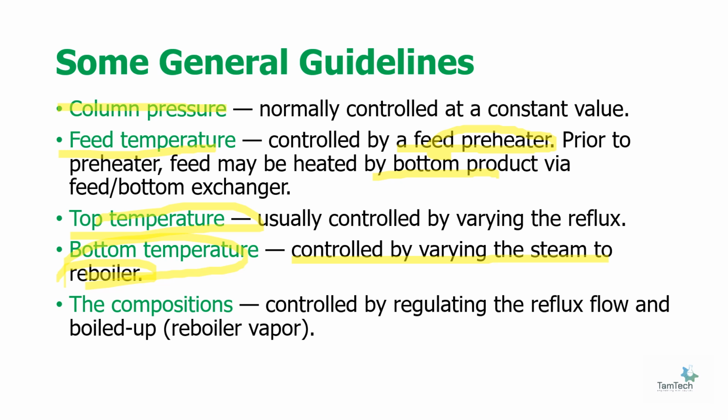We discussed pressure and temperature, and let's have a look at the compositions. It's controlled by regulating reflux flow if you want to take a composition test from the distillate, or if you want to have a look at your bottom product, it could be controlled by the boil up ratio, your reboiler vapor. And additionally, sometimes we could also control the feed flow rate. This feed flow rate is often set by the level controller on a preceding column. It means that it is independently controlled if fed from a storage tank or surge tank.